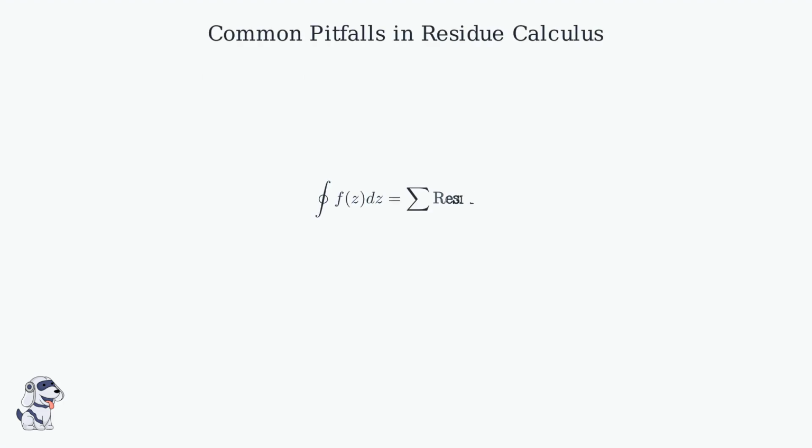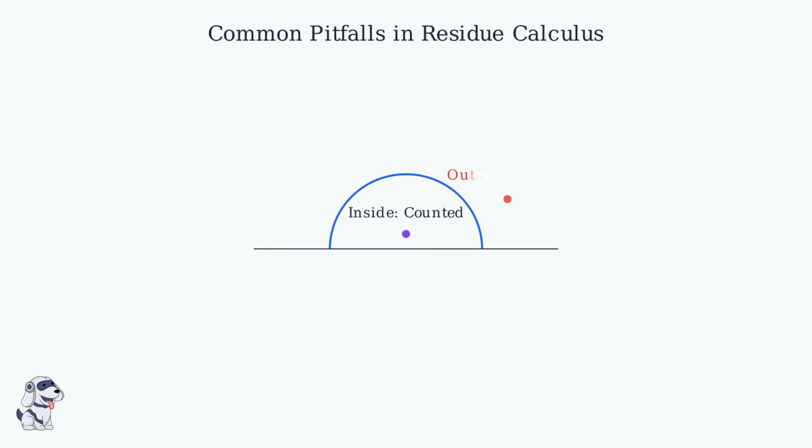Even experienced mathematicians make mistakes. The first classic trap is simply forgetting the 2 pi I factor in Cauchy's theorem. Next, always be careful with pole order. A simple pole and a higher order pole require different limit formulas. Don't mix them up. Finally, always check which poles actually sit inside your contour. A pole outside the path contributes absolutely nothing to the integral. Double-check your factor, verify your pole order, and confirm your contour boundaries. Accuracy is the secret to complex integration.